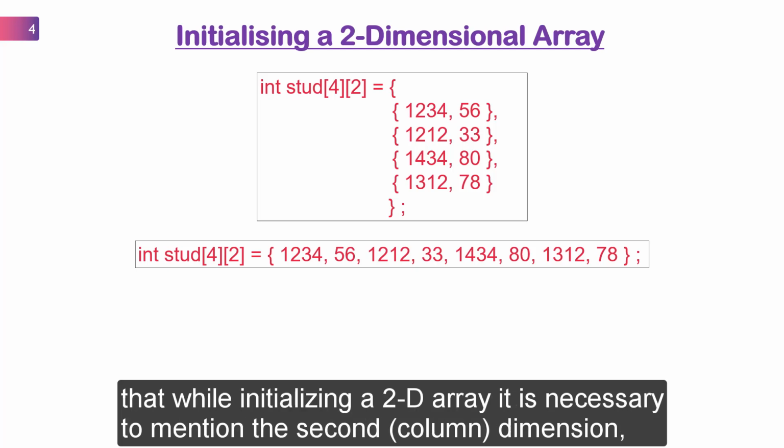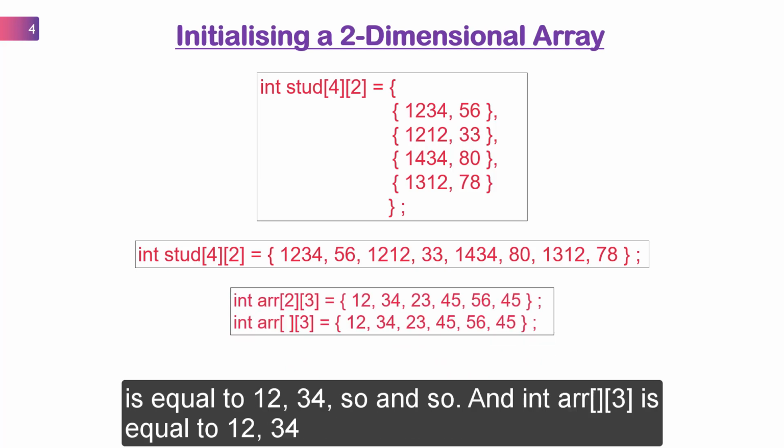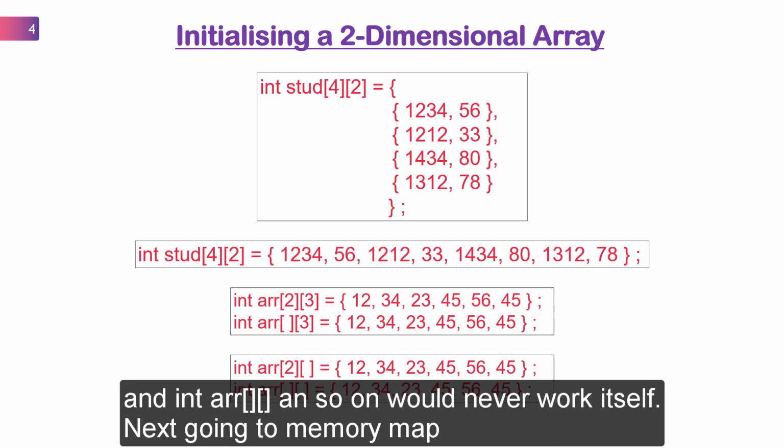It is important to remember that while initializing a two-dimensional array, it is necessary to mention the second dimension, whereas the first dimension is optional. Thus, the declarations int array[2][3] = {12, 34, ...} and int array[][3] = {12, 34, ...} are perfectly acceptable, whereas int array[2][] = {12, 34, ...} and int array[][] = {12, 34, ...} would never work.